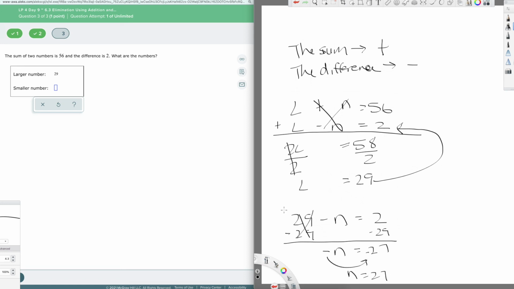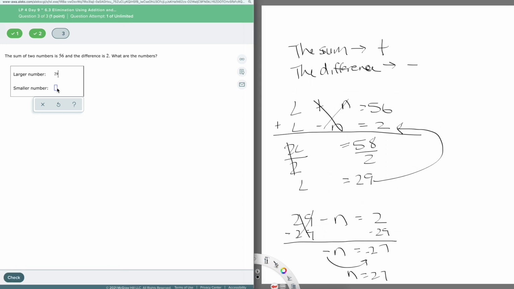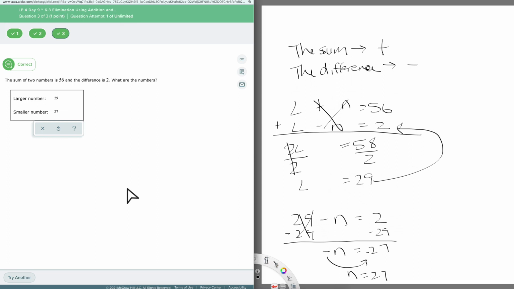You might not have needed to solve that necessarily. If you said, if I subtract the smaller number from 29, I'm left with 2, which means it's 2 smaller than 29, so that's 27. Once we get that first one, sometimes the second one's easier to just think about conceptually: where does it need to be in order to get the correct answer? Or you could have even used this one and said 29 plus N equals 56. If I subtract 29 from 56, I'll be left with 27. So that's just another way, another system of equations there.